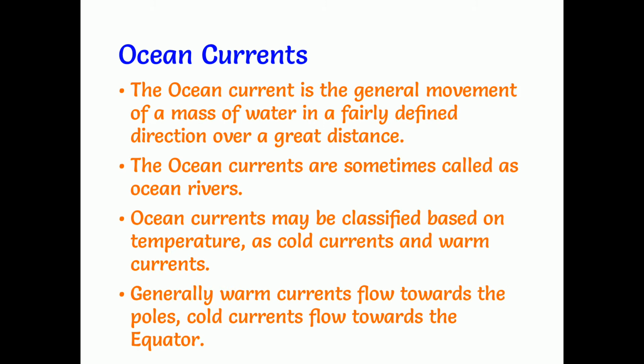Why are they called ocean rivers? As river water slowly flows, there is a movement, and in the ocean also the same type of movement will be there, and so they are called ocean rivers.